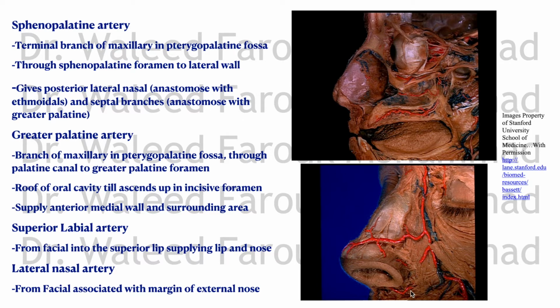This is the superior labial branch of the facial. This is the lateral nasal branch of the facial. They both supply the external nose, and around the margin of the nose they supply the nasal cavity. And here in this specimen you can see the greater palatine nerve and vessels running forwards, and the artery will ascend up through the incisive canal to anastomose with those of the nasal septum.